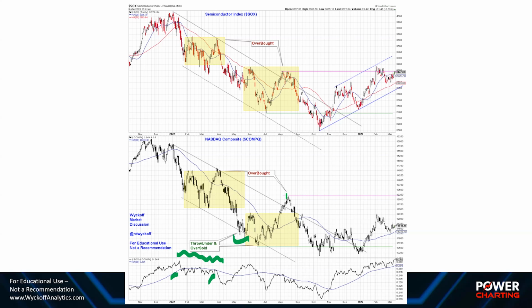But the semiconductors tell us something different. The semiconductors do not get down to the lower channel line here or here, and that is a positive sign. So the rally that occurs here that takes us up and out of the downward stride, which is also the case here, says that the semiconductors are starting to act better, more consistent with the Nasdaq comp.